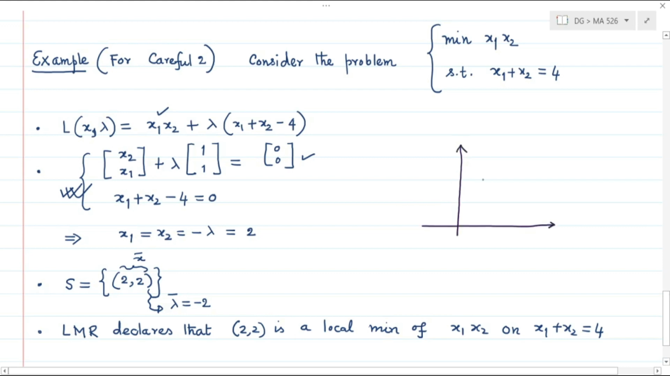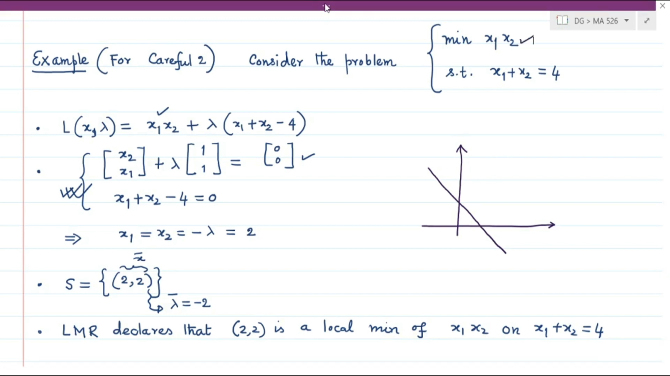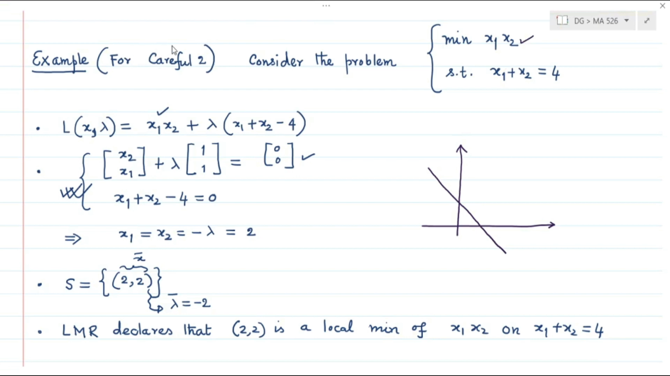will find the following: that x1 plus x2 is equal to 4. That is this line. And what are the contours for this objective function x1 x2? The contours of the objective function, if I start with some positive values, let's suppose 8 at first, x1 x2 is equal to 8, give this rectangular hyperbola, as well as a counterpart in the third quadrant.